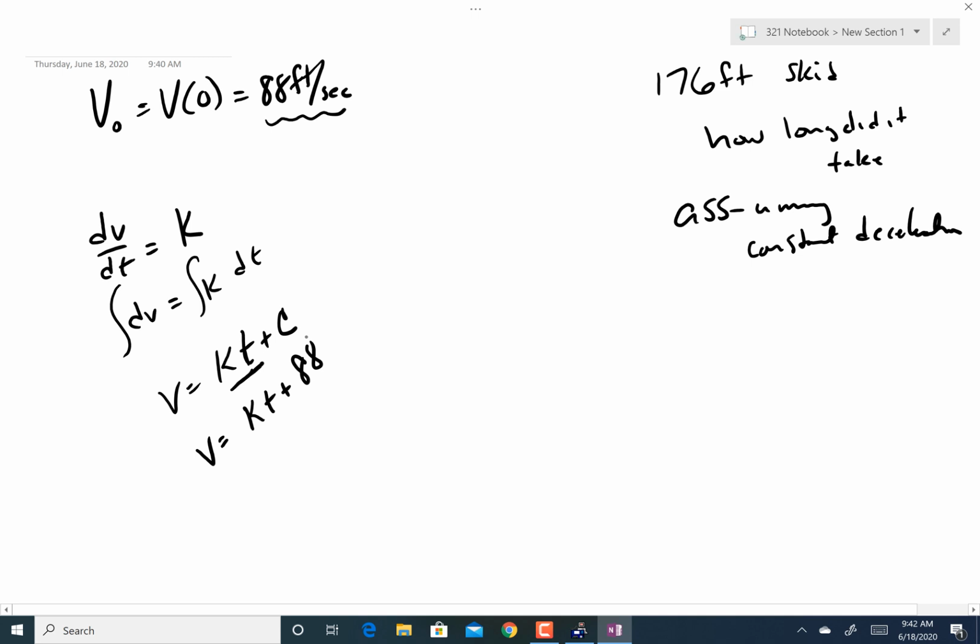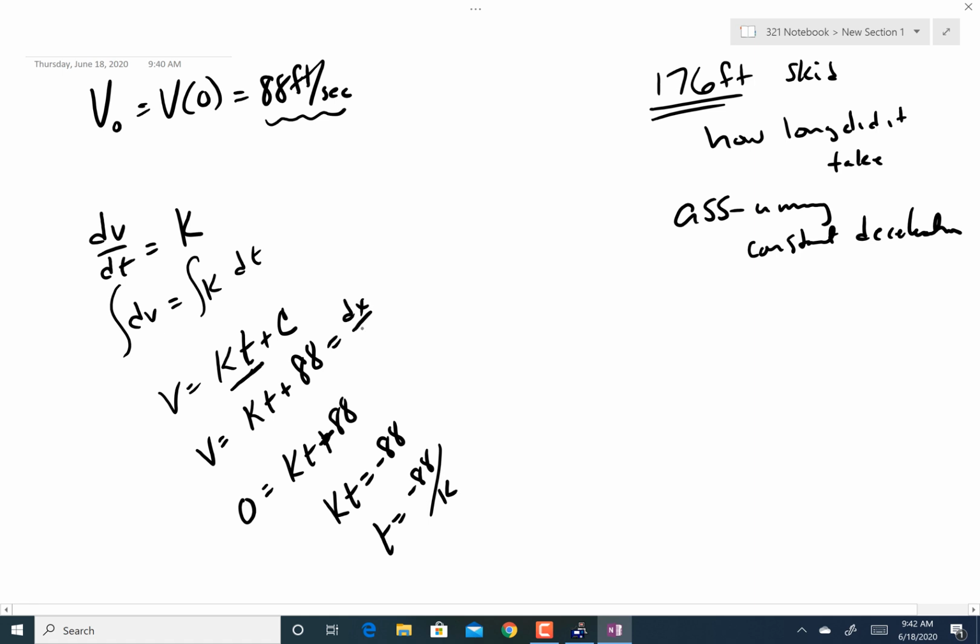Now, I could at this juncture tell you how long it took to do this, because what do I know? When I come to the end of my skid, how fast am I going? Well, I'm not. You see that? So I get kt is equal to 88. Ooh, no, I'm sorry, plus 88. So I get kt is equal to negative 88. So t is equal to negative 88 over k. And you're like, well, that's not helpful. No, you're right. It's not helpful until I find k.